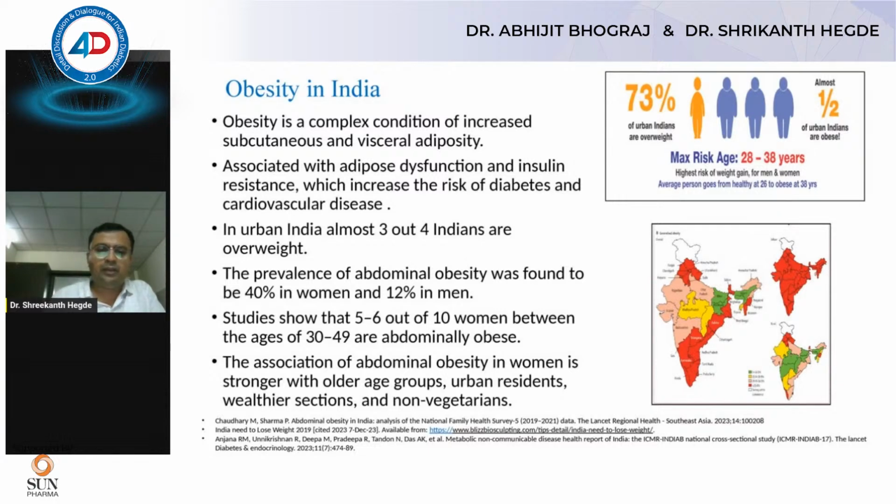Studies show that about 5 to 6 out of 10 women between the age of 30 to 49 are abdominally obese. The association of abdominal obesity in women is stronger with the older age group, urban residents, wealthier sections, and non-vegetarian food lifestyle. And also nowadays, practically what we see, even people coming from the rural areas are also becoming more and more obese because of the increased sedentary lifestyle even there.